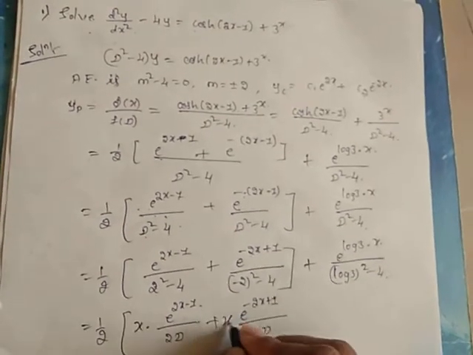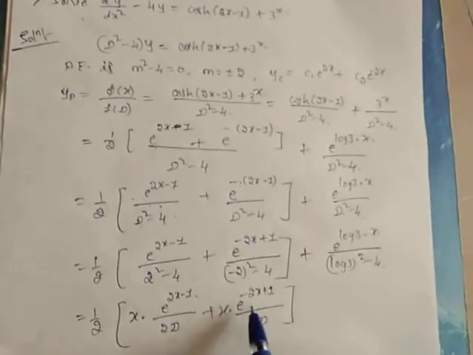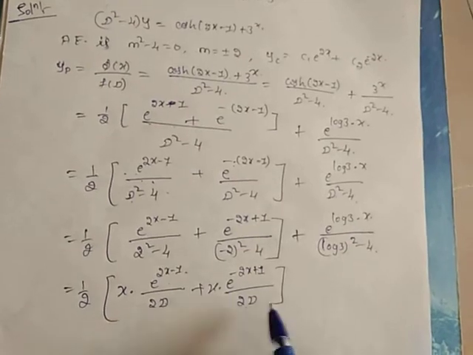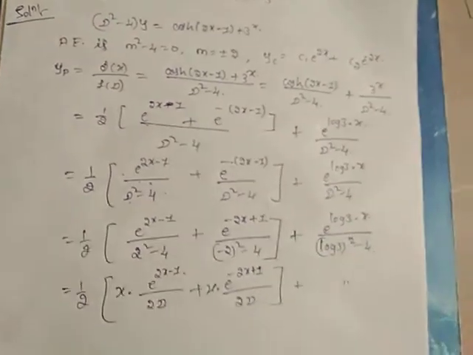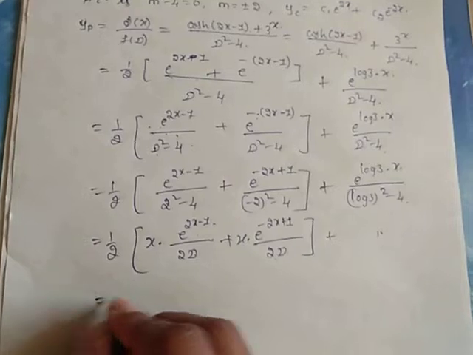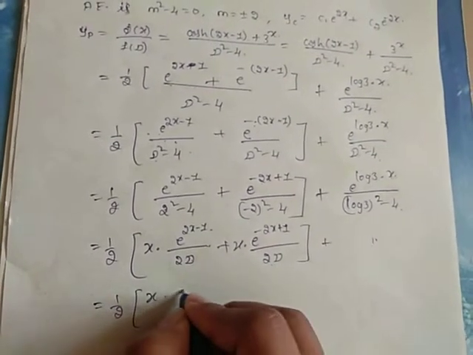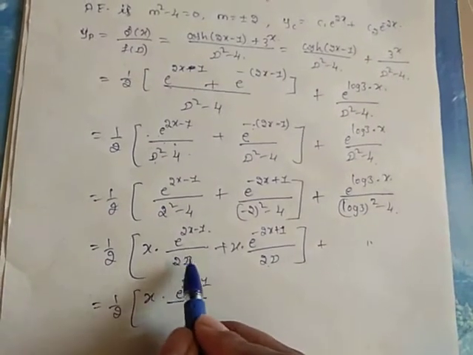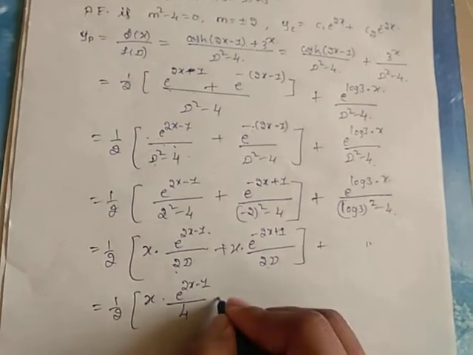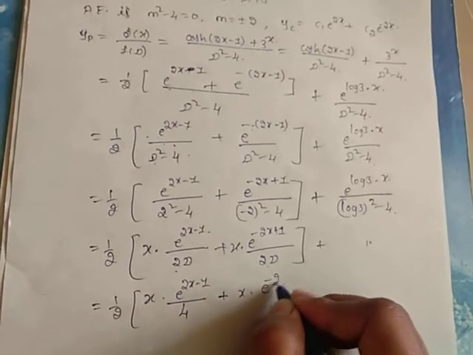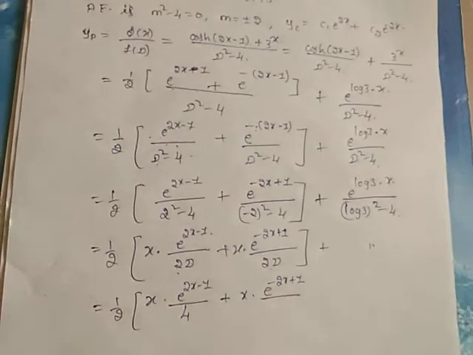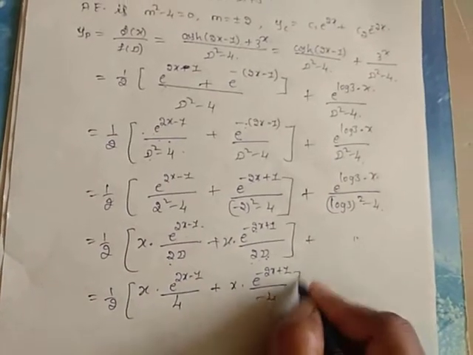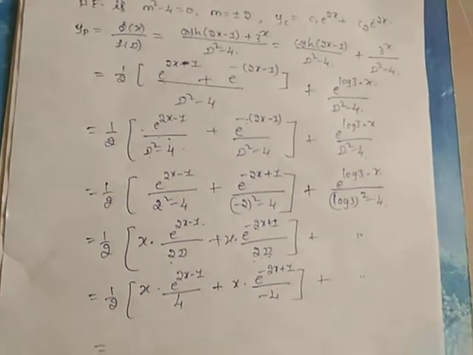So replace x into e raised to ax plus b divided by derivative of f of D. Now replace D by a. So this term will be kept as it is. 1 by 2. X into e raised to 2x minus 1. The value of D is replaced by 2. 2 into 2 is 4. Plus x into e raised to minus 2x plus 1. Replace D by minus 2. 2 into minus 2 is minus 4. Plus, keep the term as it is.